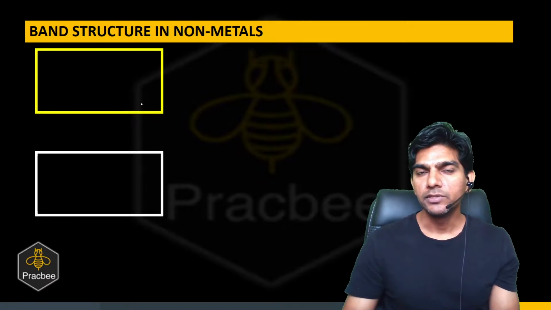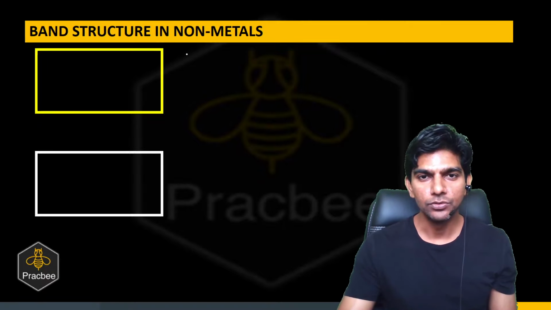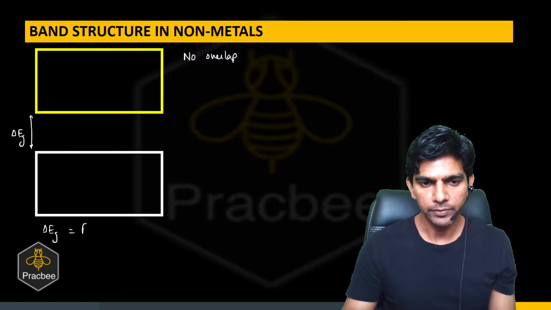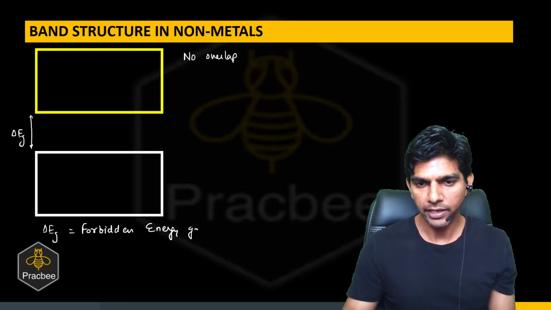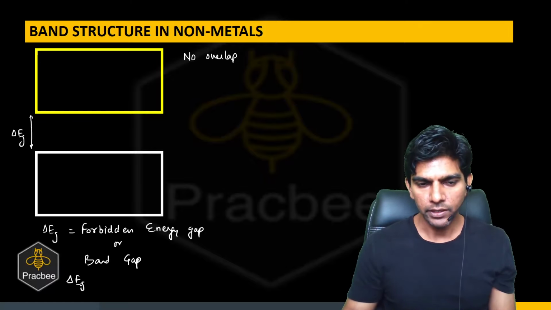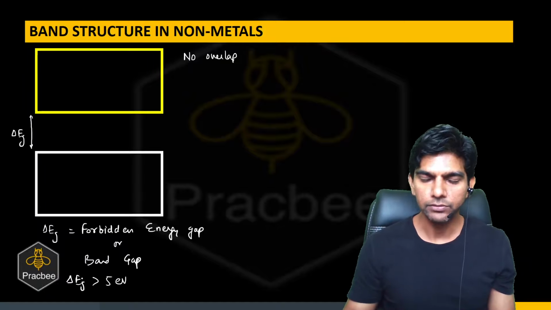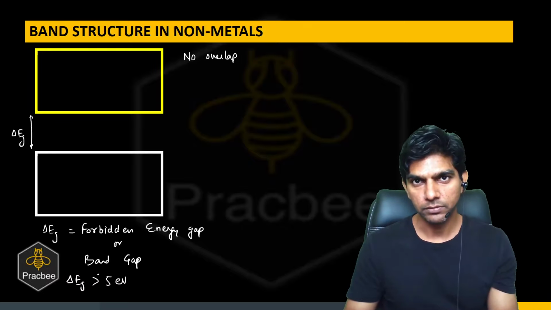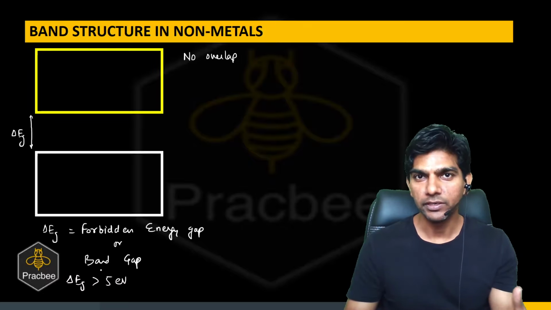But what happens in non-metal? In non-metal there is no overlap. There is a gap, and this gap is known as the forbidden energy gap, or we can also call it a band gap. This delta Eg in the case of non-metal is greater than 5 electron volt, and it will be very difficult for the electrons to gain this energy from the temperature. So they cannot attain this energy even if you increase the temperature.